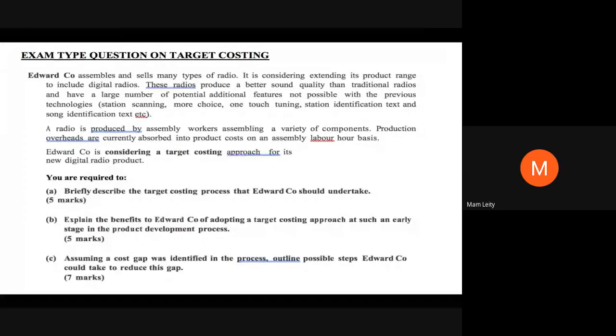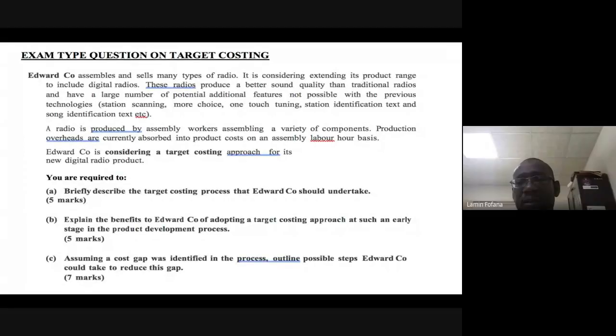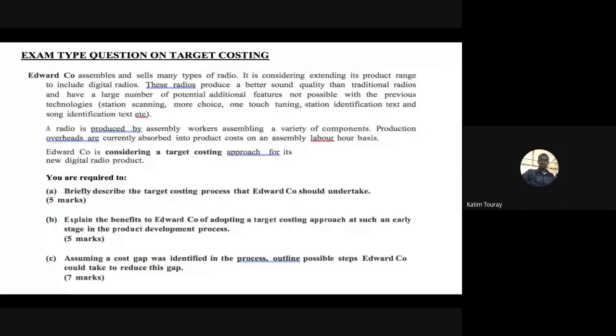Mr. Fofana, they are conducting, they have to understand that in that market research, they have the aim of the research should be like determining the price of the digital radio.